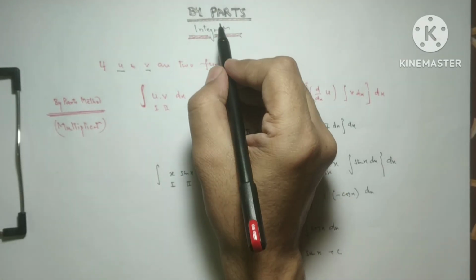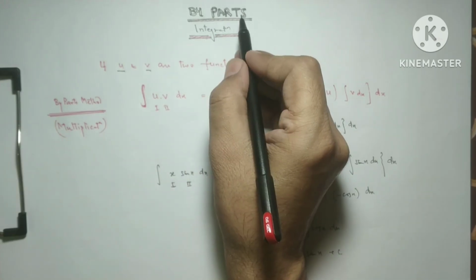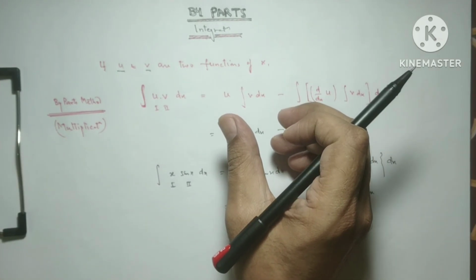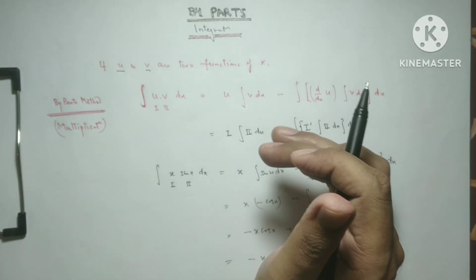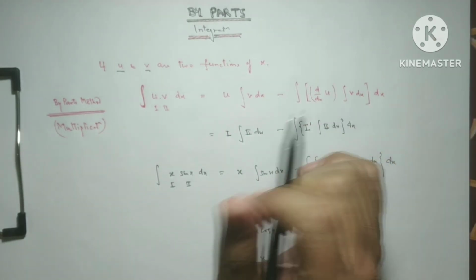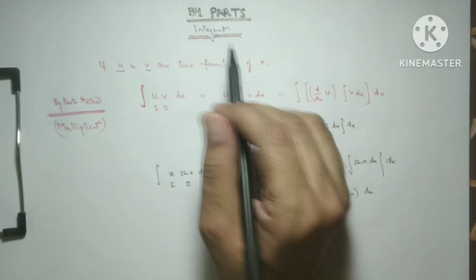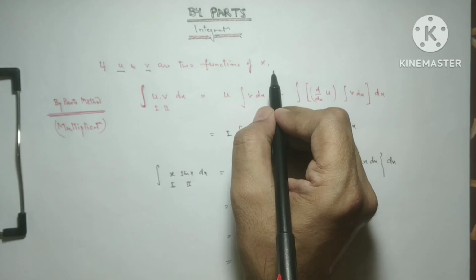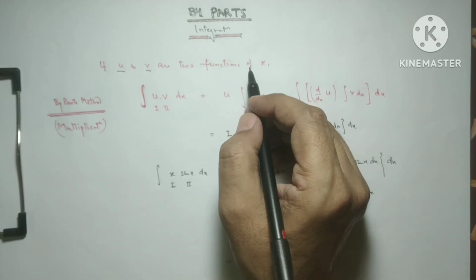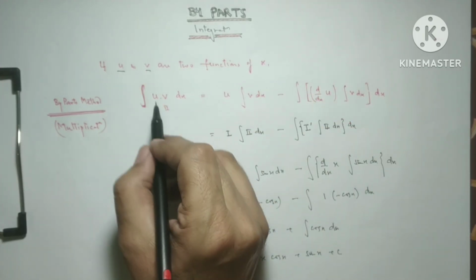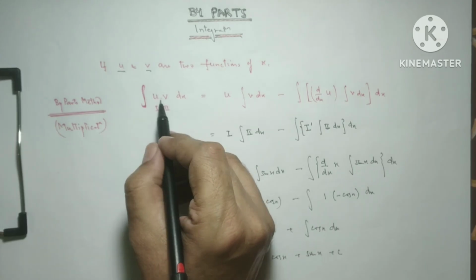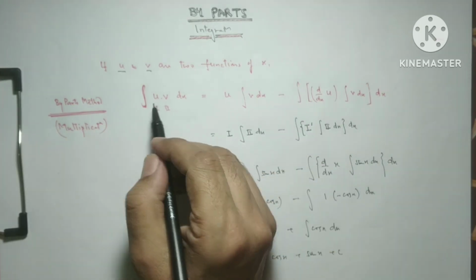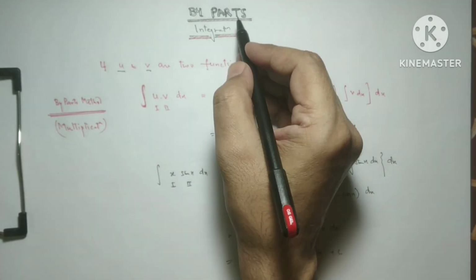Today we are taking integration by parts, a very important method, and it is very easy. We use this method when we have two functions, u and v, which are functions of x, and we want to integrate them when they are in product, in multiplication. So for the integration of the multiplication of two functions like u and v, we use the method of by parts.